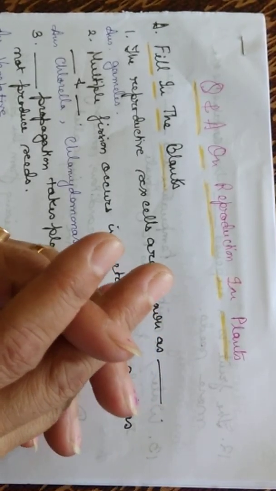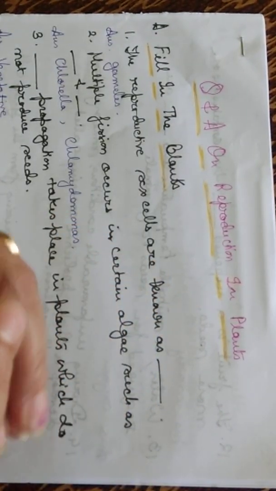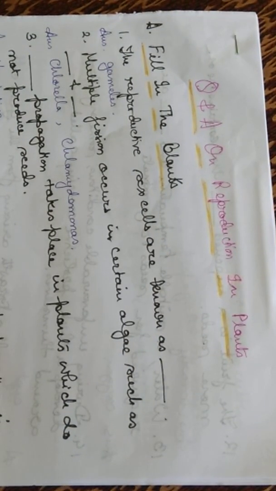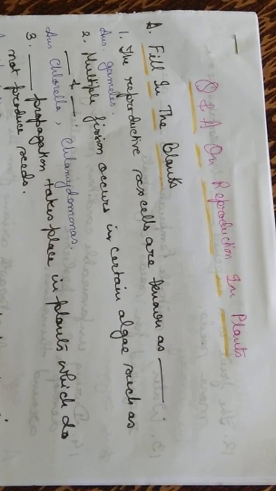Today I am going to start with the question answer section on reproduction in plants. Okay, so let me start with the first, which is fill in the blanks. The reproductive cells, sex cells, are known as gametes. Multiple fission occurs in certain algae such as Chlorella and Chlamydomonas.